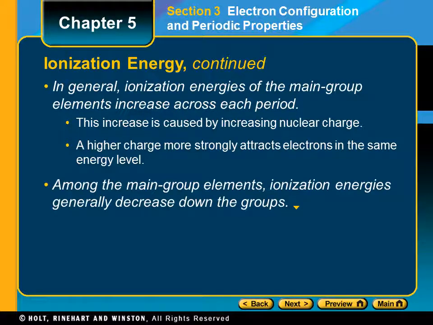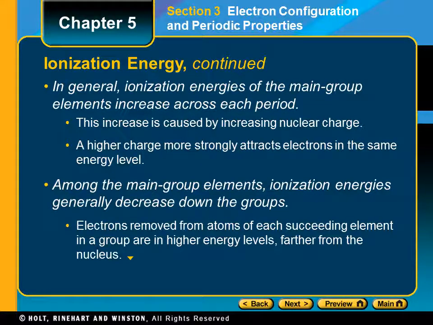If we're looking at main group elements, ionization energies decrease down the group. Electrons removed from atoms of each succeeding element in a group are in higher energy levels, which means they're farther from the nucleus, which means it doesn't take as much energy to pull them away from the positive charge of the nucleus, and the electrons are removed more easily.